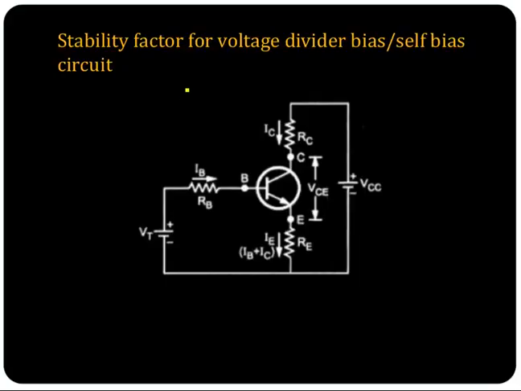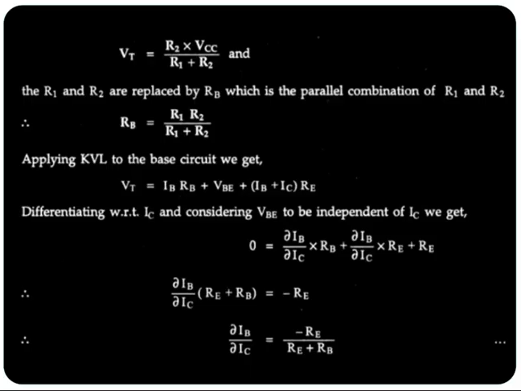So we are going to see the stability factor for voltage divider or self-biased circuit. So this is the Thevenin equivalent of the base side. Here V Thevenin is marked as VT and R Thevenin is marked as RB here. Okay. So this is the Thevenin equivalent. We will form the equations for this voltage divider or self-biased circuit.